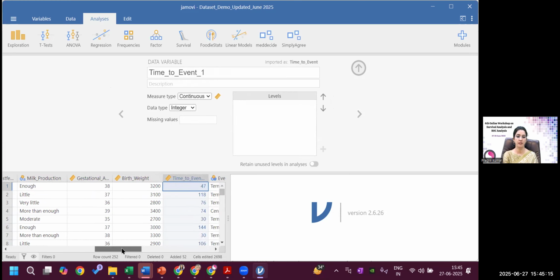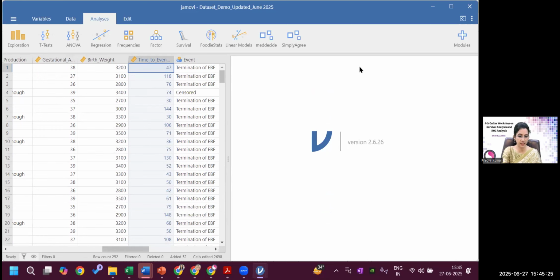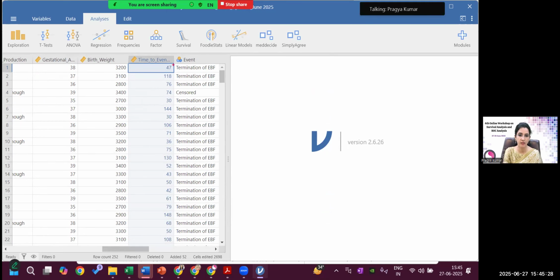That means, how will I say that? 47 days until the termination of breastfeeding. How will I say that? I will read it like 118 days until the termination of breastfeeding, or if I have to say the censoring, 74 days until there was a loss to follow up. Or again the same.